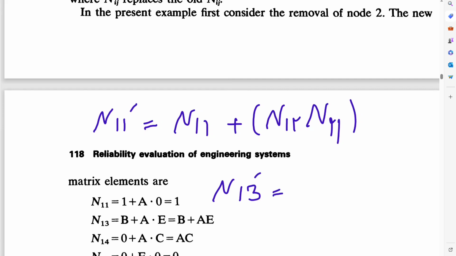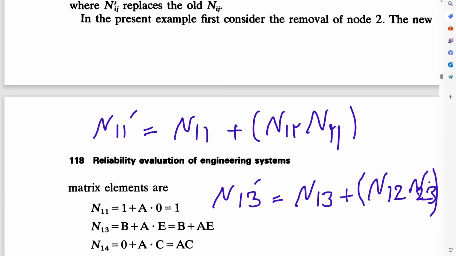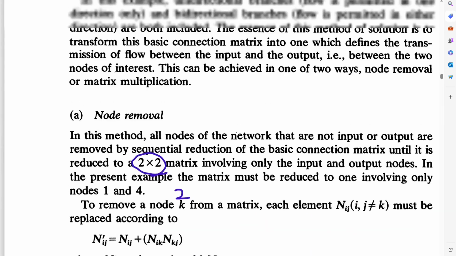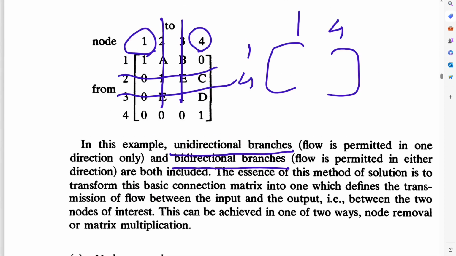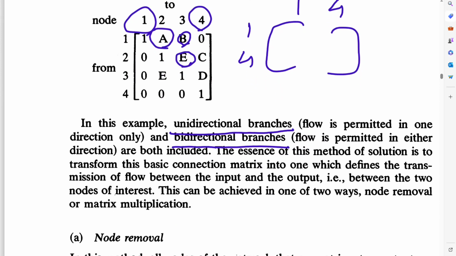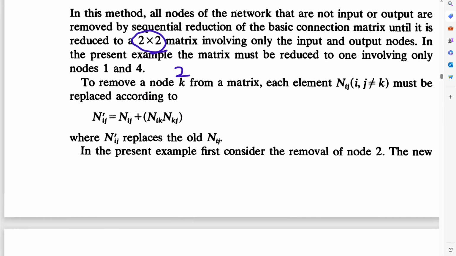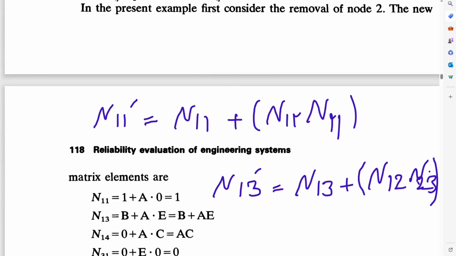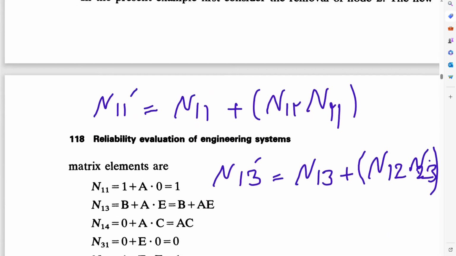N13 prime is N13 old plus N12 N23. N13 is B, N12 is A, and N23 is E. So we have B plus AE.